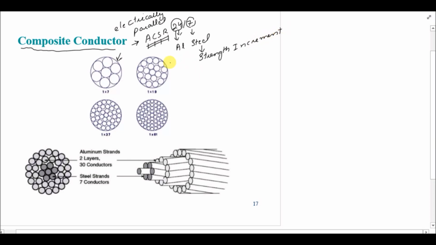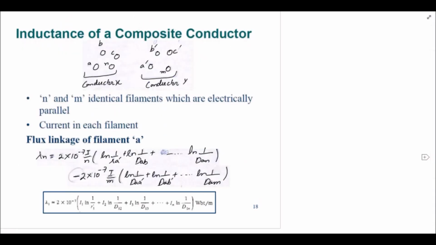Usually we use composite conductors because the strands reduce the skin effect. But there are different materials, and steel has more resistance than the aluminium strands, so we basically have higher basic resistance per unit length in composite conductors. So now, as I told you earlier, we are going to find the inductance of a composite conductor.